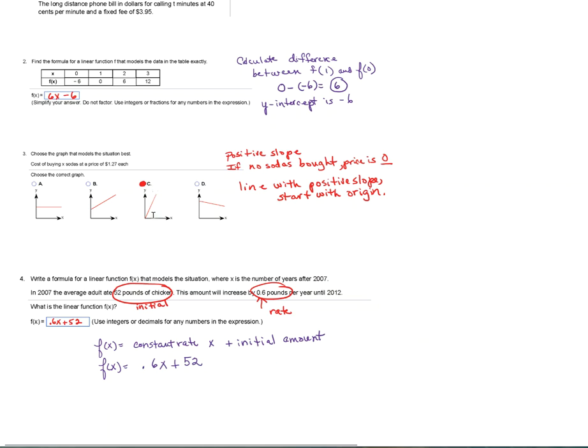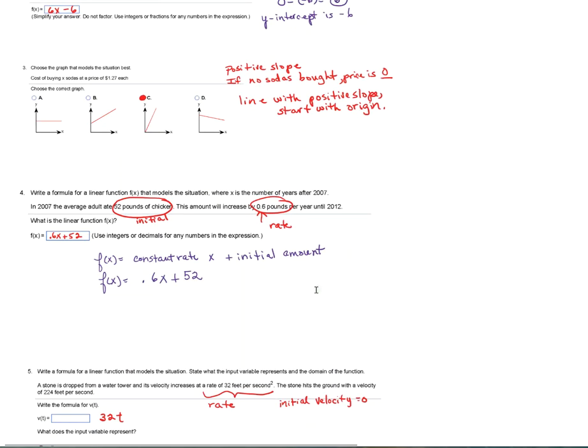All right, number 3. Choose the graph that models the cost of buying X sodas at a price of $1.27 each. Well, that's going to be a positive slope, and if no sodas are bought, the price is 0. So you're looking for the line with a positive slope and that starts with the origin. This is a negative slope. That's a horizontal 0 slope. Here's a positive slope, but it doesn't start at the origin. Here is a positive slope that does start at the origin.